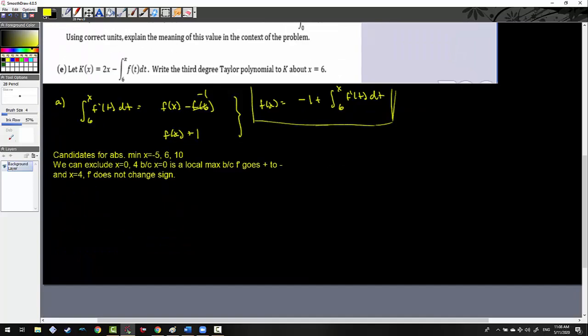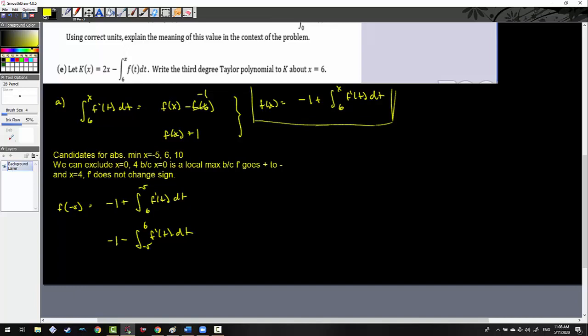So let's go ahead and find out where we're at here. Let's find out f of -5, f of 6, actually I'm going to do these one at a time, so f of -5. F of -5 is going to be -1 plus the integral from 6 to -5 of f prime of t dt. So if I flip the limits of integration, that's going to be -1 minus the integral from -5 to 6 of f prime of t dt.